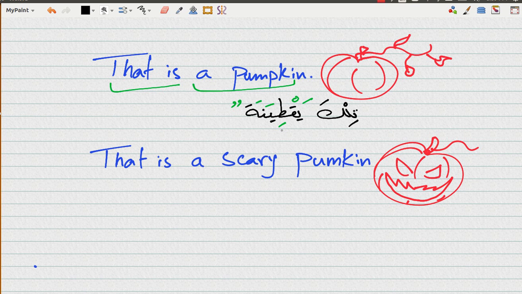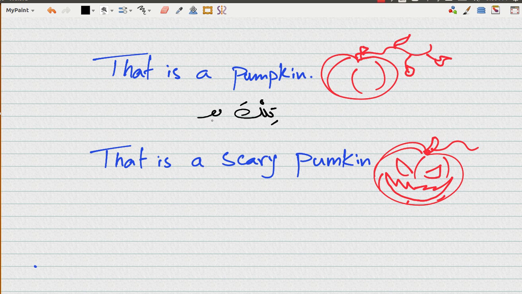تلك, because يقطينة ends with تاء مربوطة, and 90% of the words that end with تاء مربوطة in Arabic are feminine words. So this is a pumpkin: تلك يقطينة.